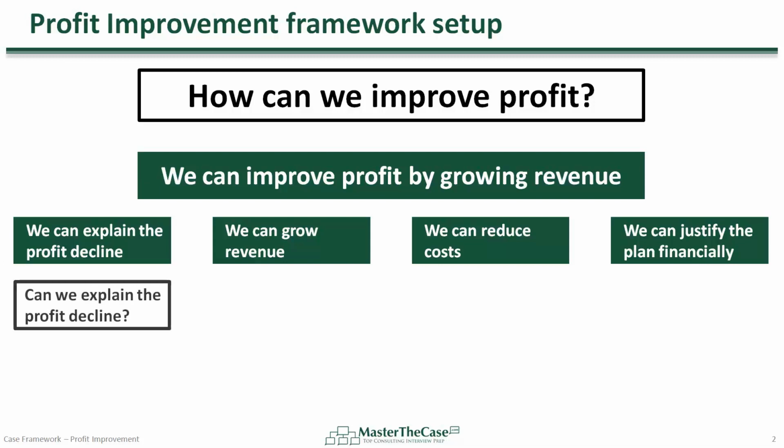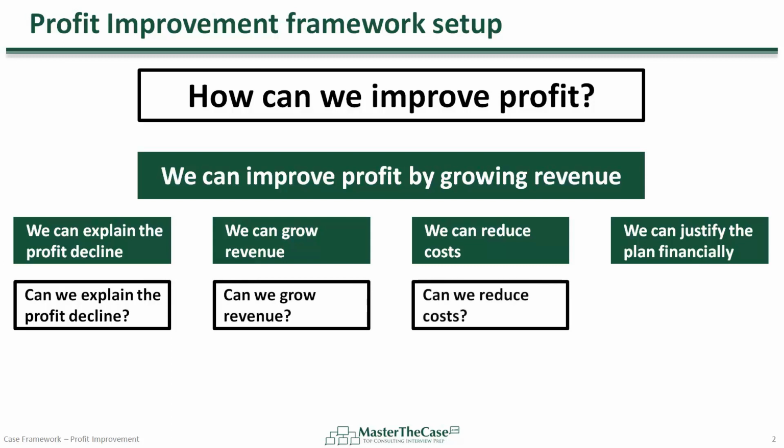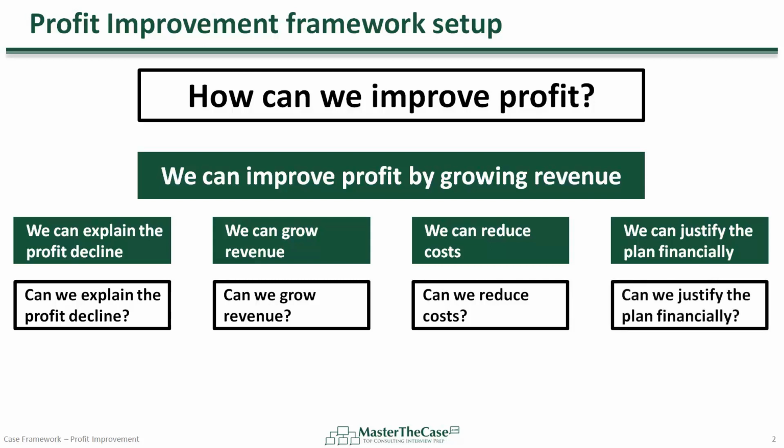1. Can we explain the profit decline? 2. Can we grow revenue? 3. Can we reduce costs? And 4. Can we justify the plan financially? Note that if our initial hypothesis is focused on reducing costs, or if the opening analysis of the profit decline indicates that it was caused by a cost increase, then we'll prioritize reducing costs ahead of growing revenue.